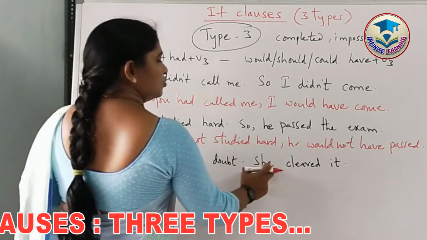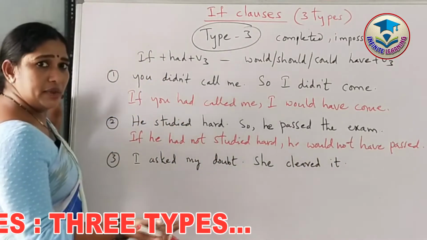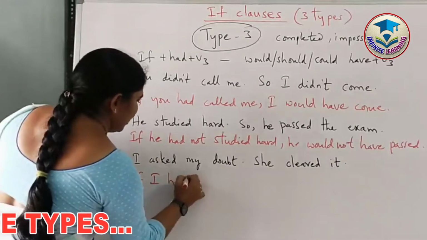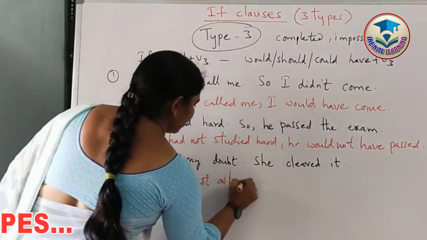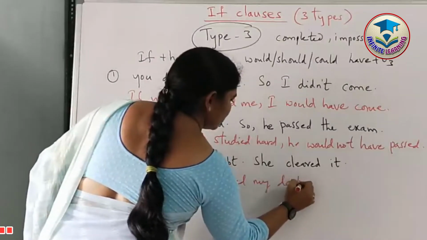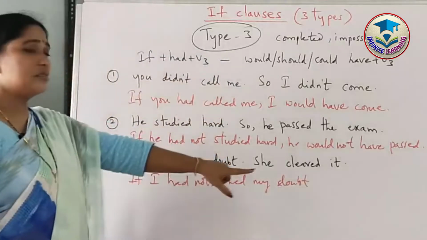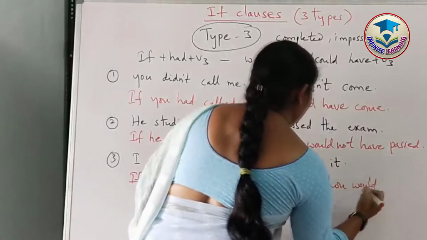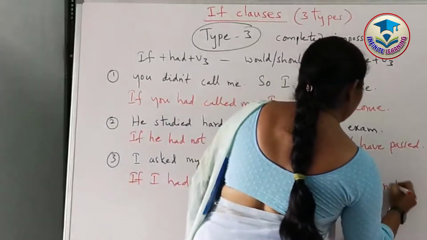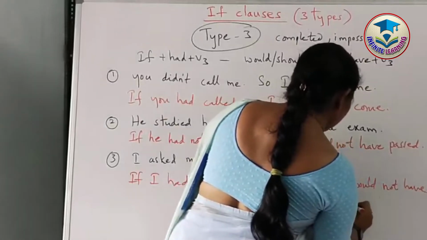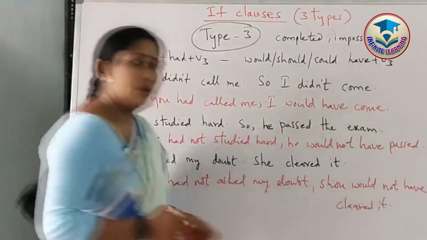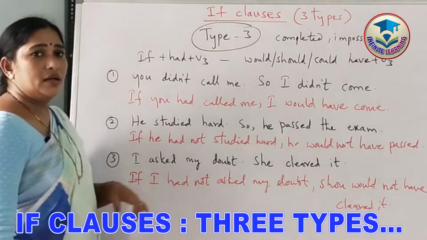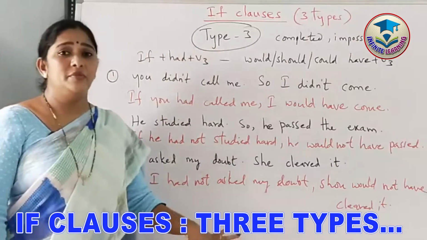I asked my doubt, she cleared it. If I had not asked my doubt, what happened? She would not have cleared it. If I had not asked my doubt, she would not have cleared it. So this is the third type. These are the three examples. These are the three types in the if clauses.